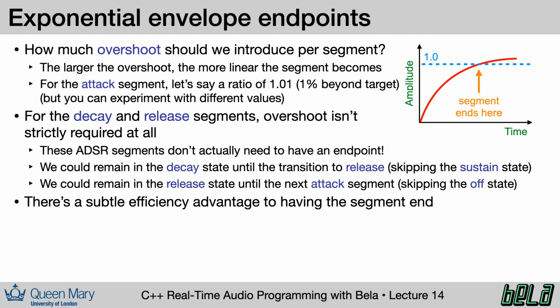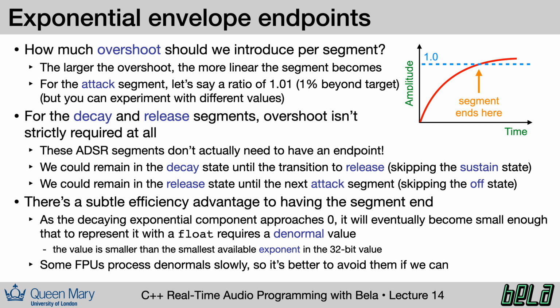There is, however, a subtle efficiency advantage to having these segments have an end. And this has to do with the way the exponential value v of n is stored. v of n will be stored inside a float or a double value, where it's going to become progressively smaller every single frame. Eventually, its value will become so close to 0 that it will be smaller than the smallest available exponent to represent it in a 32 or 64-bit value.